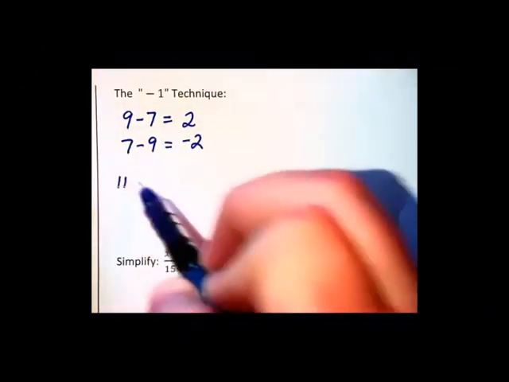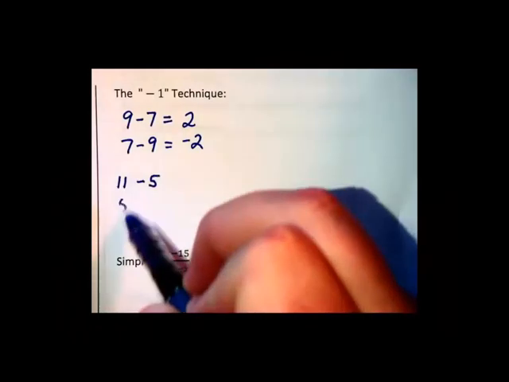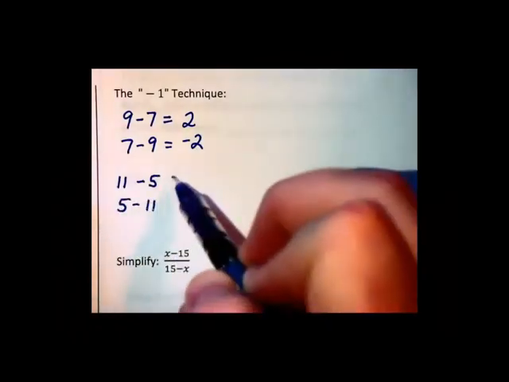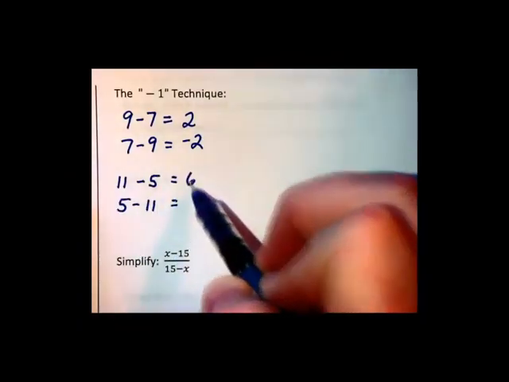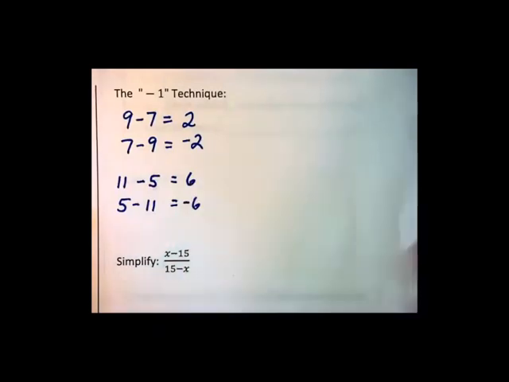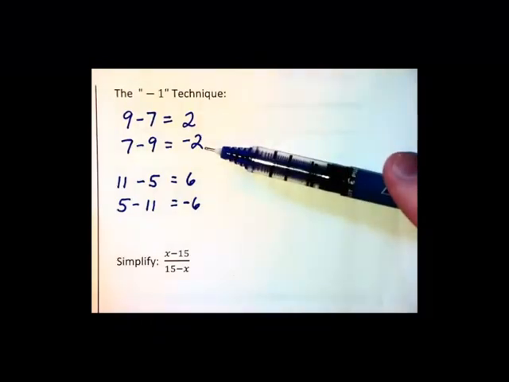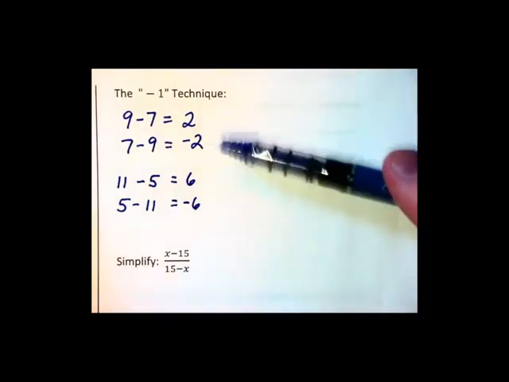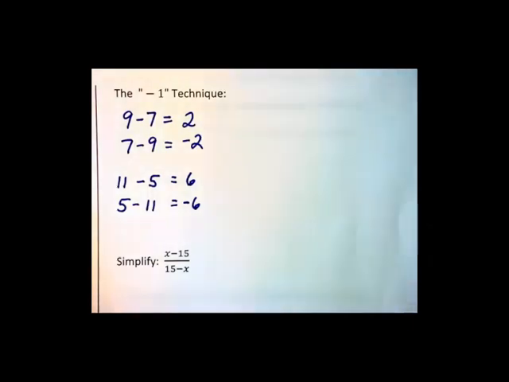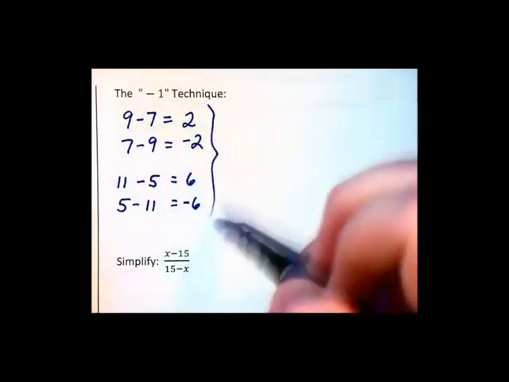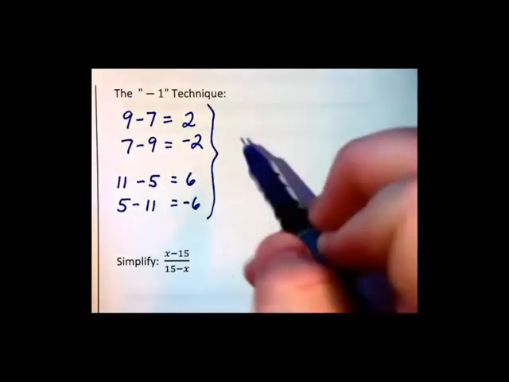However, if we try something like 11 minus 5 and 5 minus 11, we notice that one way we get a positive 6, the other way we get a negative 6. In both of these examples, we get the same numerical value, absolute value-wise, but the sign is different. And these two ideas lead to the following concept.